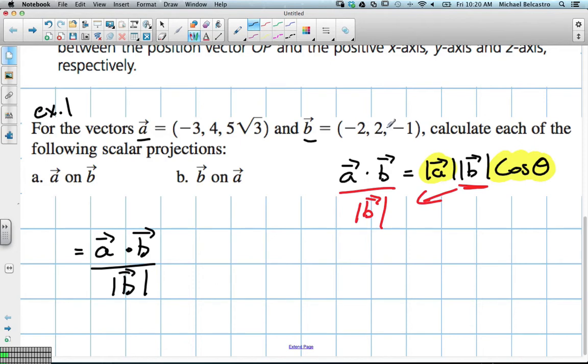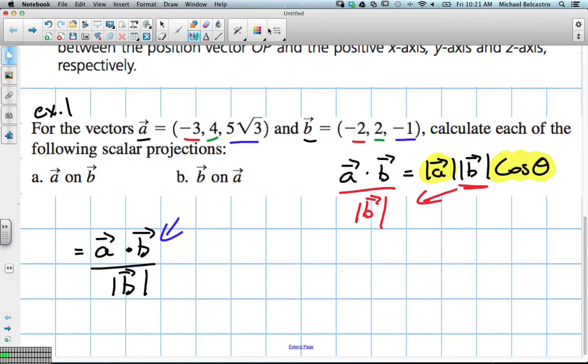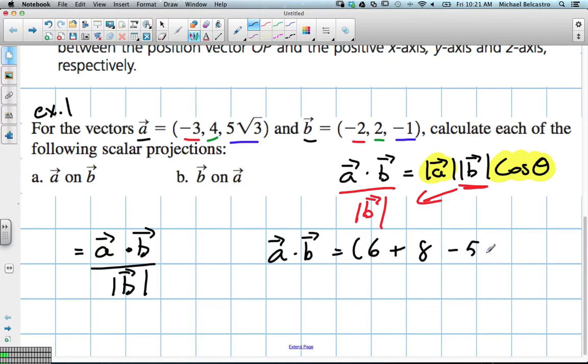So we have our vector A and our vector B. If we're going to find the dot product between the 2, we're going to multiply our x values together, our y values together, and our z values together. We'll add them all together, and that will give us a scalar, or a number, which will be the dot product for the top of this fraction, or the numerator. So we're going to do that quickly, our dot product of A dot B. Negative 3 by negative 2 is going to give us 6. 4 by 2 will give us 8. And this will give us a negative 5 times root 3. We'll put them together: 14 subtract 5 root 3.